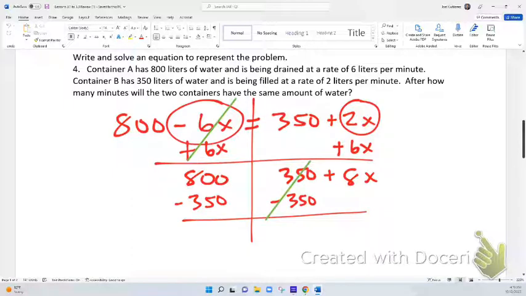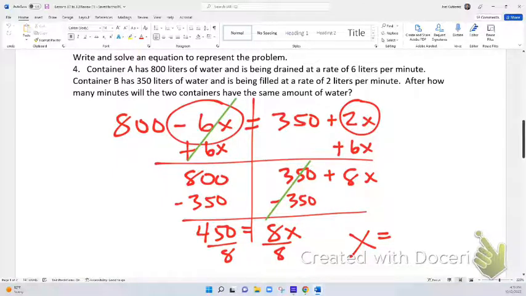You cancel those out. This gives you, what is that, 450. And this side gives you 8x. Divide both sides by 8. And a lot of you guys were wondering if the answer was a decimal. And the answer is yes, this is a decimal.